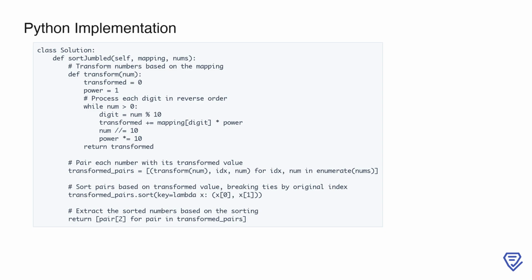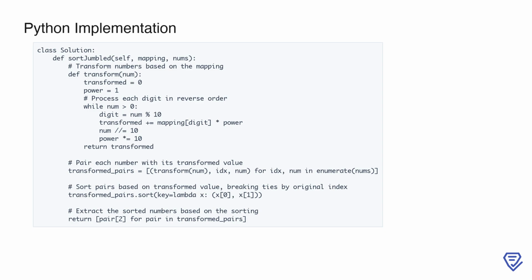2. Transform function. The transform function takes a number and transforms it into a new number by replacing each digit using the mapping array. This is done by iterating through the digits of the number in reverse order, least significant digit first, replacing each digit with its mapped value, and reconstructing the transformed number. 3. Creating transformed pairs. For each number in nums, we create a tuple: transformed_value, index, original_number. The index is added to ensure stable sorting in case of ties.